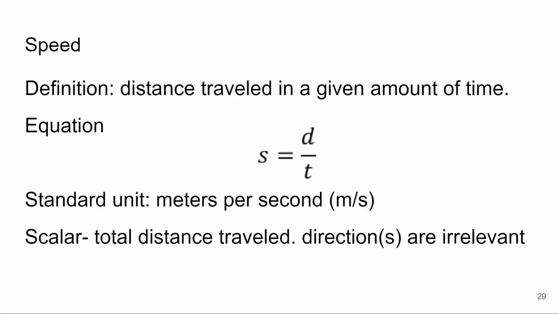Velocity's cousin is called speed, something we're very familiar with in our everyday lives. Speed is defined as the distance traveled in a given amount of time, and its equation is given by s for speed equals d for distance divided by t for time. Our standard unit is also going to be meters per second. Now speed is a scalar because we're using the total distance traveled, so the directions of motion become irrelevant.